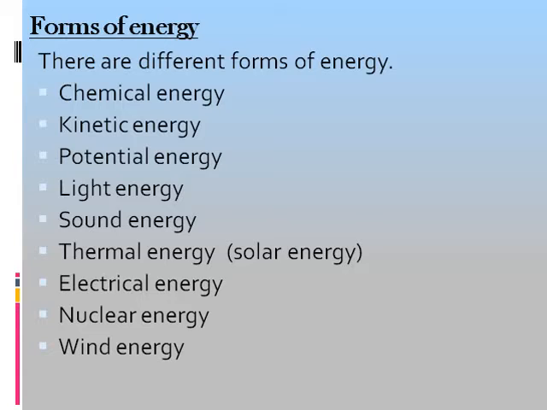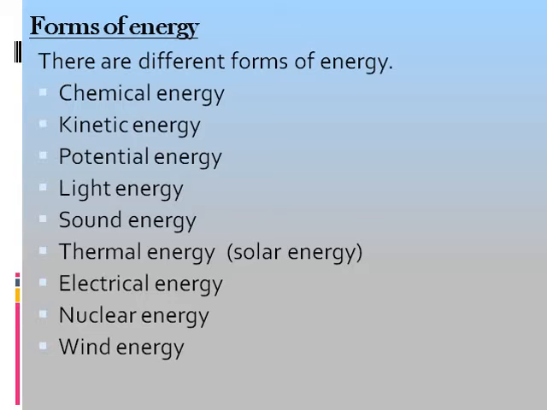The next is kinetic energy. Any object moving, any moving body, has kinetic energy. So it is the energy of a body due to its motion. Potential energy is basically the energy of a body due to its height, due to its position. It is of two types: elastic potential energy and gravitational potential energy.